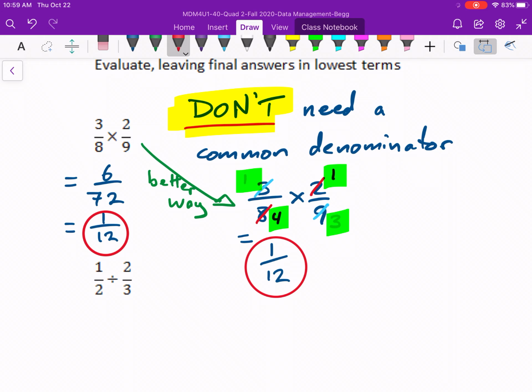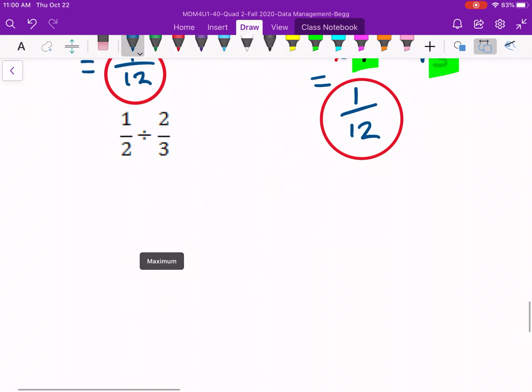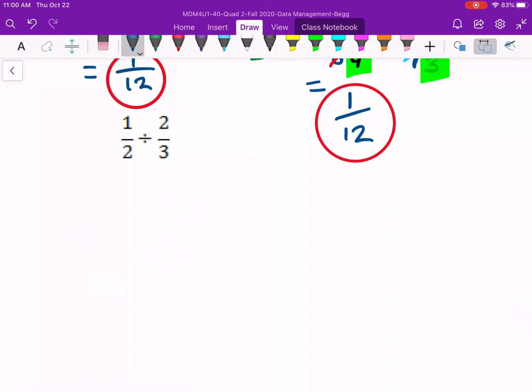And that may not seem like it's any easier to you, and for this particular question, maybe it isn't, because the numbers are relatively small. But if we get numbers that are bigger, it definitely will make a difference to reduce first, to keep our numbers smaller, to make things easier. Otherwise, we might overlook things that we can reduce.